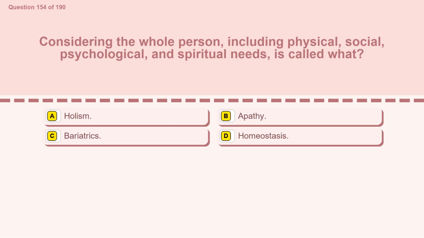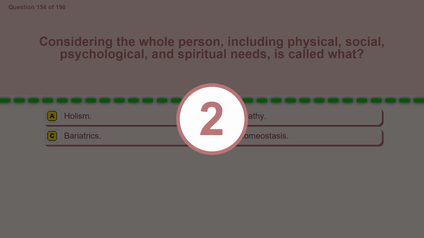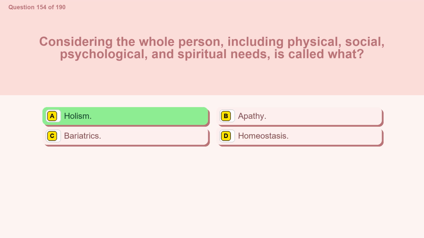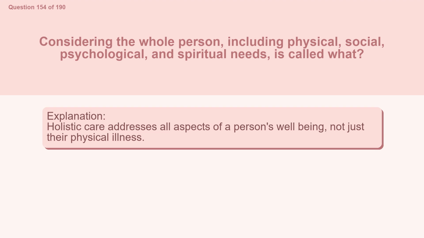Question 154. Considering the whole person, including physical, social, psychological, and spiritual needs, is called what? Option A, holism. Option B, apathy. Option C, bariatrics. Option D, homeostasis. The correct answer is option A, holism. Holistic care addresses all aspects of a person's well-being, not just their physical illness.